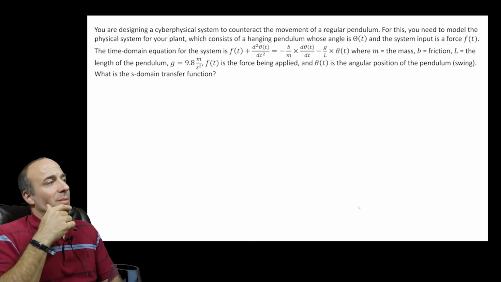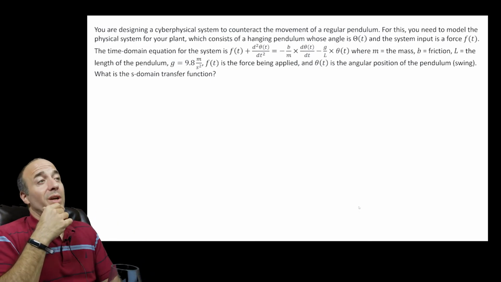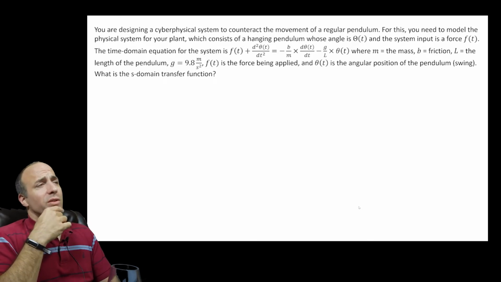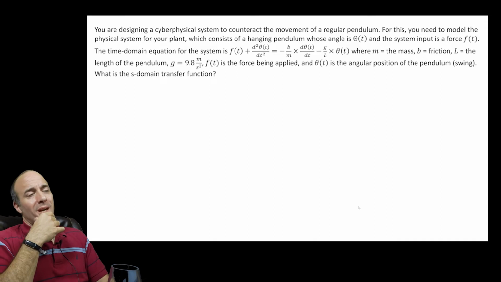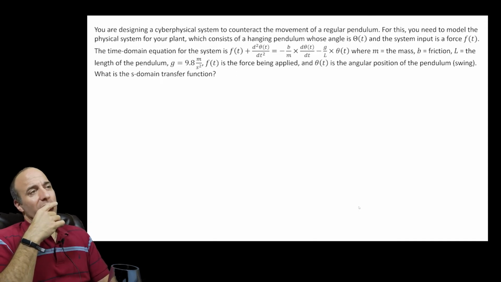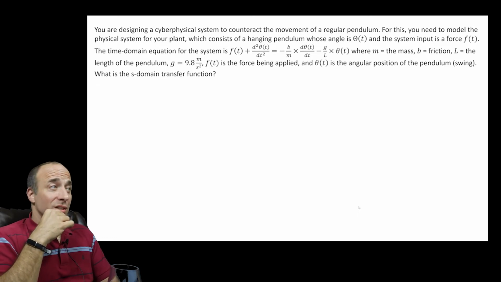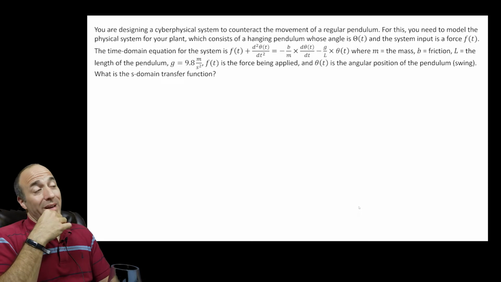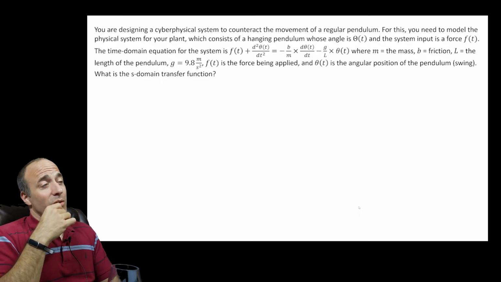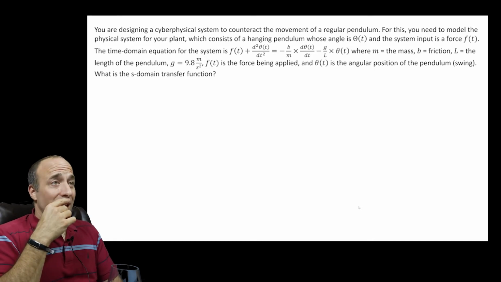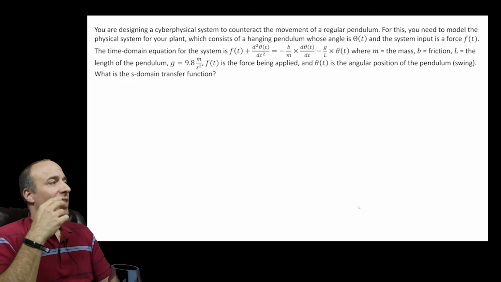You are designing a cyber-physical system to counteract the movement of a regular pendulum. Counteract meaning we want to stop it from swinging. For this, you need to model the physical system for your plant, which is the pendulum, whose angle is theta of t, because its angle changes with time. And the system input is a force, F of t.